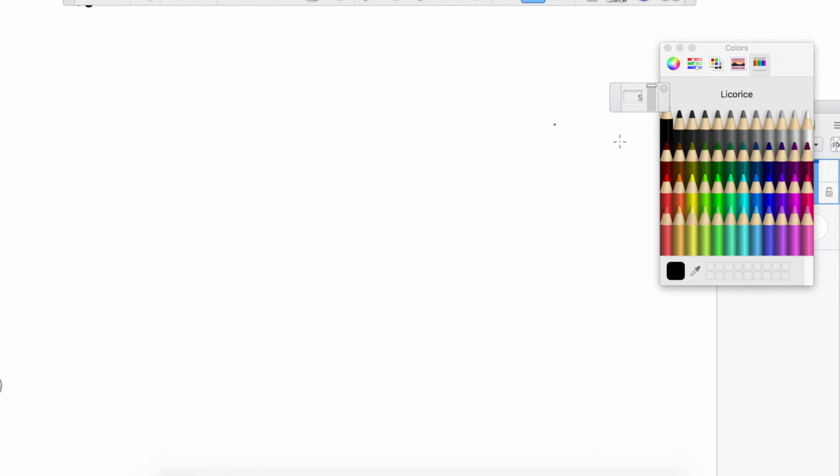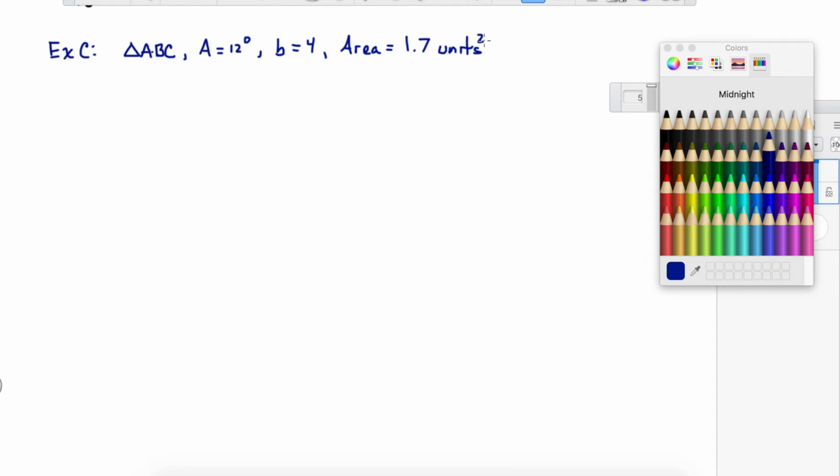We can also come up with an example here. Let's do where we're looking for a side. So example B, C. Let's say we've got triangle ABC again, and A is 12 degrees, B is 4, and the area of the triangle is 1.7 units squared. And we want to find the length of side C.